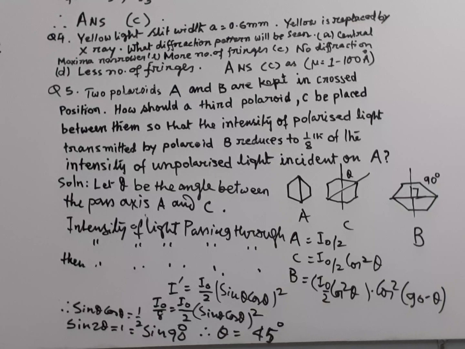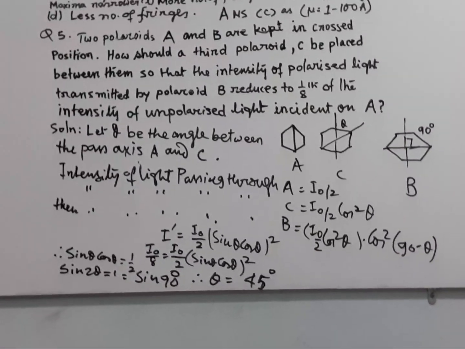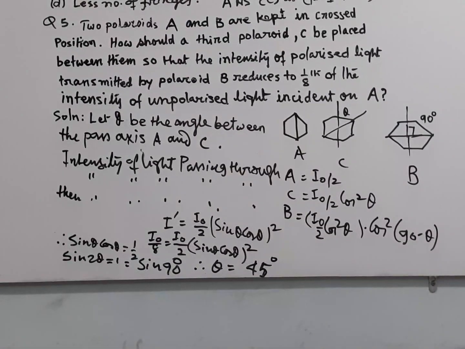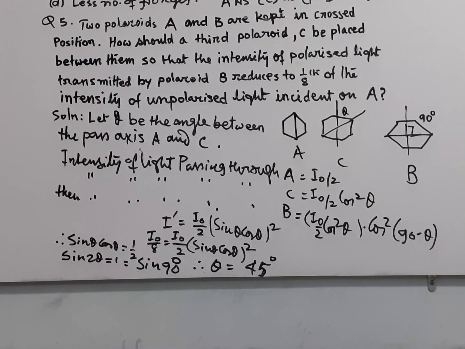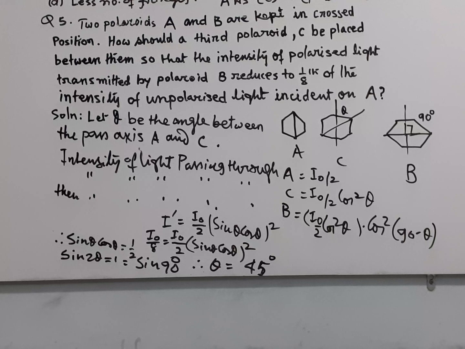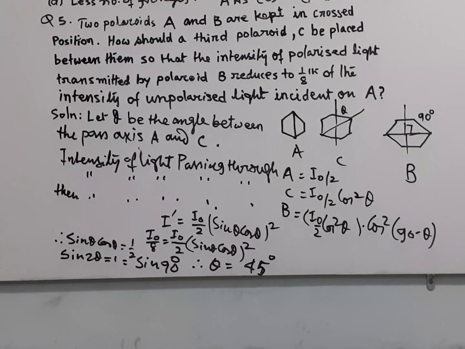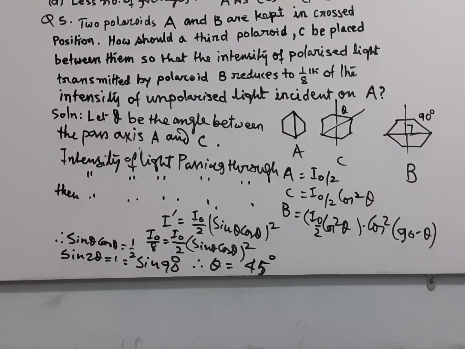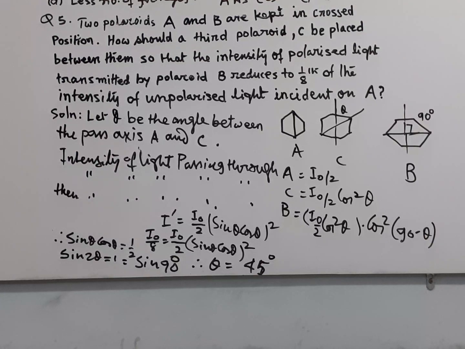Next question, question number 5. Two polarizers A and B are kept in crossed position. We can understand the meaning, 90 degree. How should a third polarizer C be placed between them so that the intensity of polarized light transmitted by polarizer B reduces to 1/8 of the intensity of unpolarized light incident on A? This is a very good question.